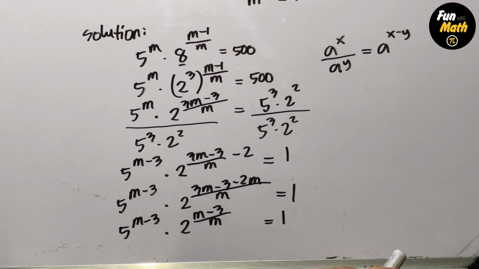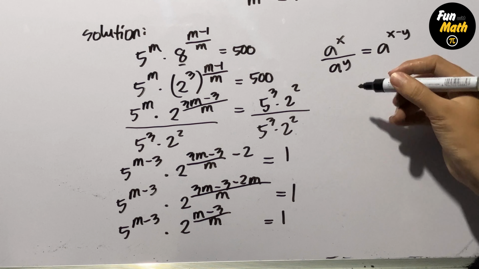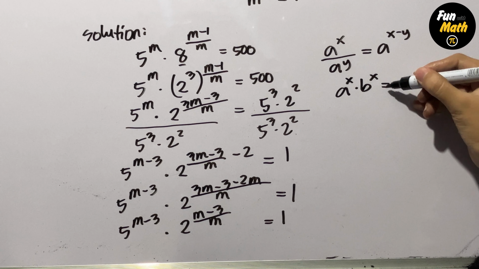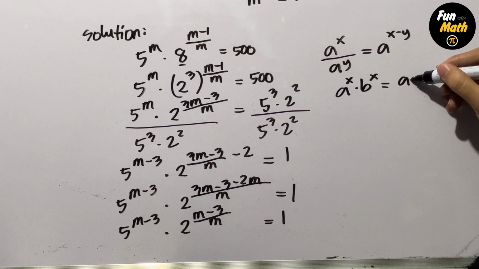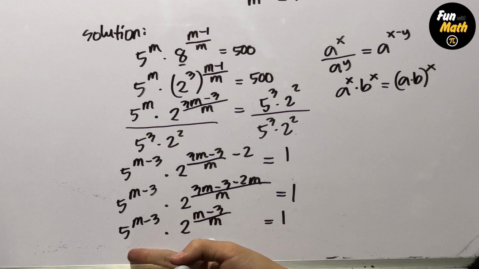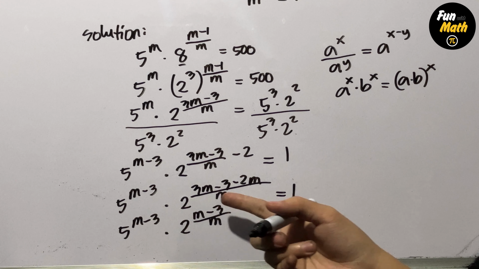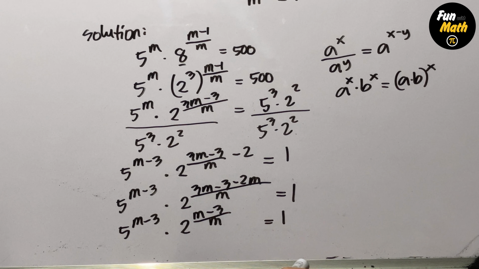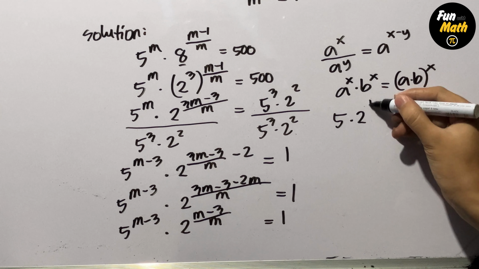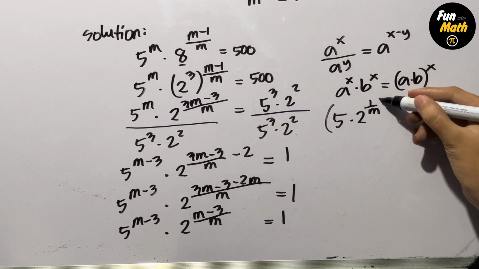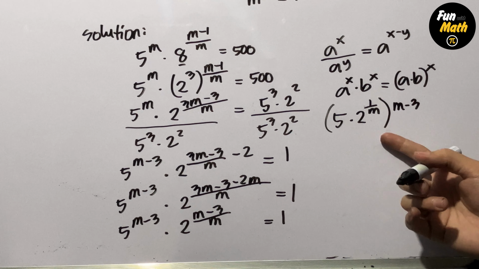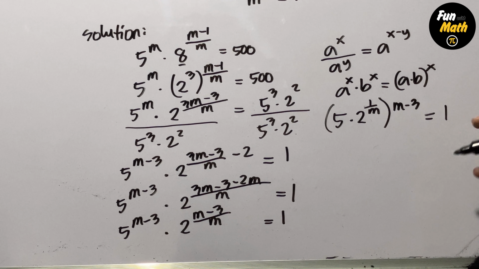Now next, let's follow this rule of a power: a to the power of x times b to the power of x is also equal to (a times b) whole to the power of x. So for this, since they have a common power, which is m minus 3, now we can write it as (5 times 2 to the power of 1 over m) whole to the power of m minus 3, equals 1.